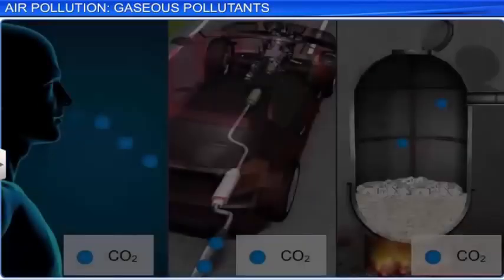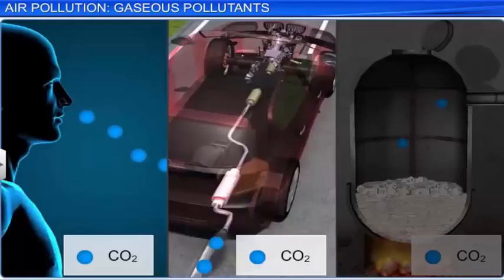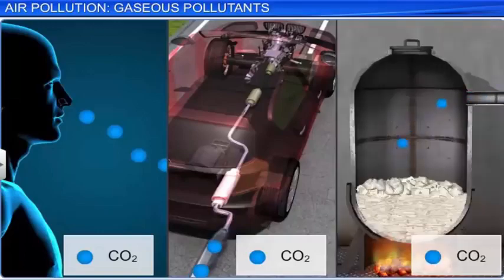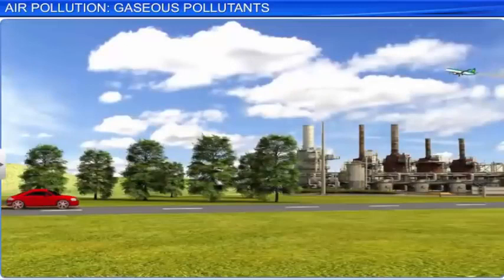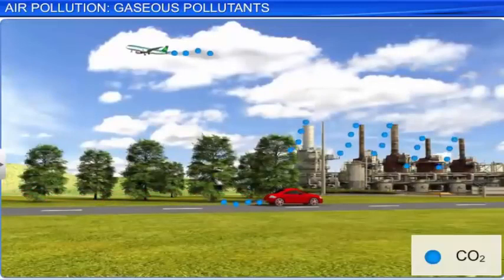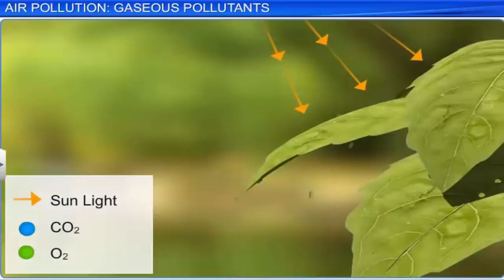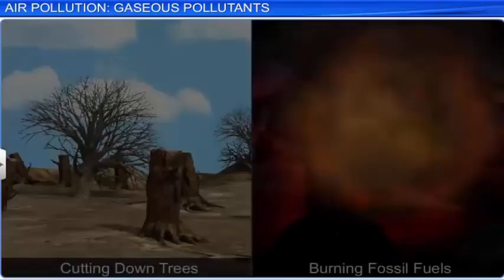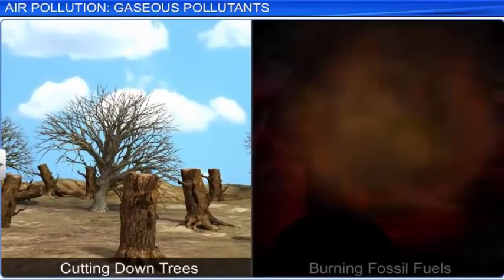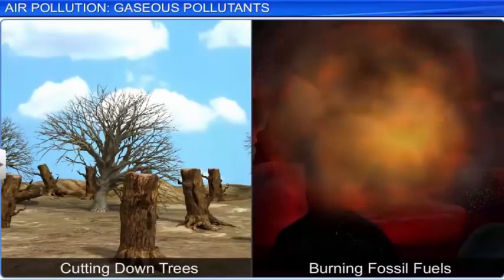Carbon dioxide is perhaps the most commonly known air pollutant that is produced in respiration, burning of fossil fuels, and decomposition of limestone. Generally, the balance of carbon dioxide in the atmosphere is maintained by the green plants. As you know, during photosynthesis, plants take carbon dioxide and release oxygen. Therefore, cutting down trees and burning fossil fuels damages atmospheric balance.